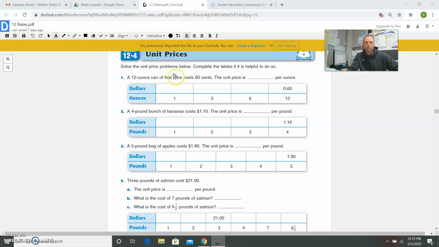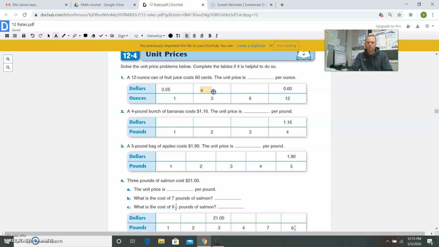It says solve the unit price problems below. Complete the tables if it is helpful to do so. A 12-ounce can of fruit juice costs 60 cents. What is the unit price? So what are we paying per ounce is what we're looking for. How much money per ounce? So if we come down here and we take 60 cents for 12 ounces, we have to take 60 and divide that by 12. And when you do that, 60 divided by 12 is 5 cents.